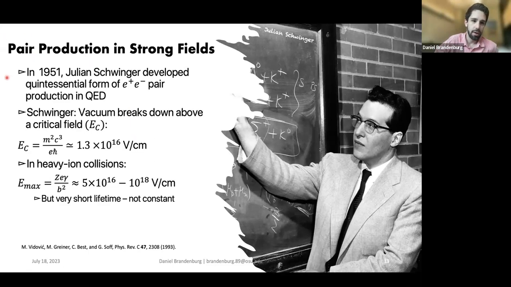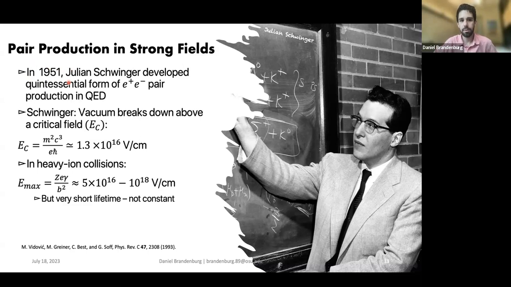So if we start with that, we can think about, in quantum mechanics, the concept of pair production from electromagnetic fields. So just a quick history lesson. It was in 1951, already a decade or two after the development of quantum mechanics, that Julian Schwinger developed what we consider now the quintessential form of electron-positron pair production in QED.